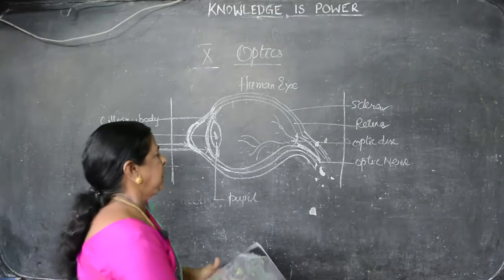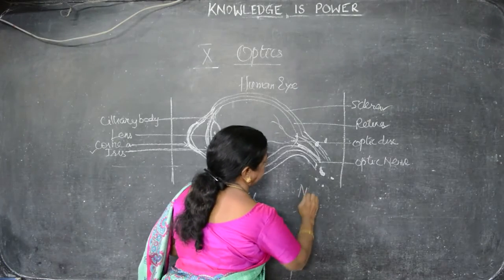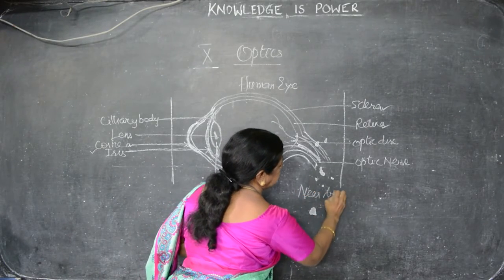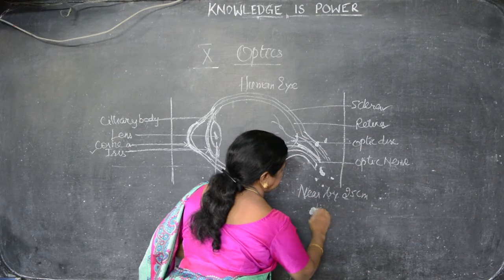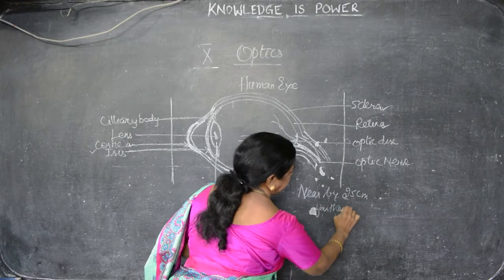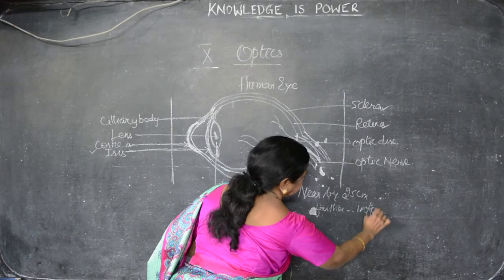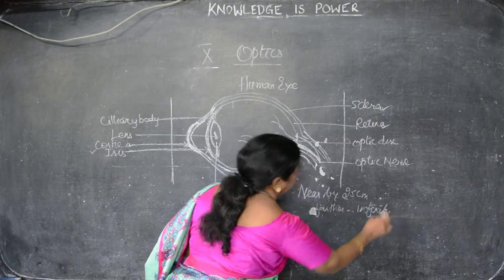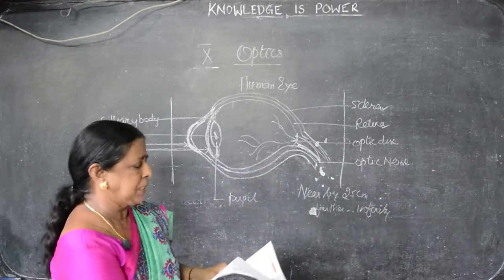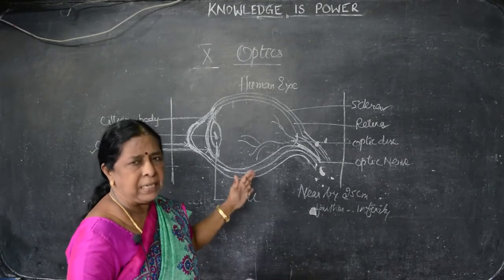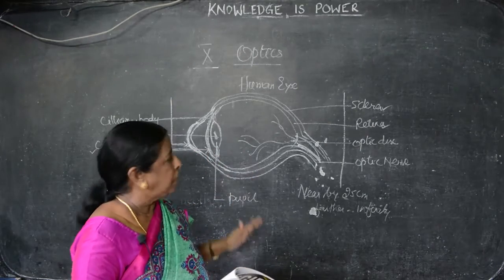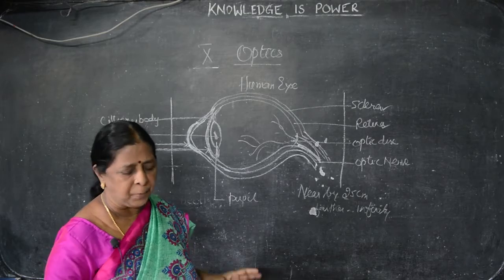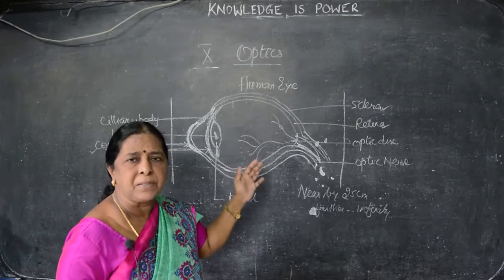Nearby objects, the distance is 25 centimeters. Nearby objects can be seen at 25 centimeters, and farther objects, far away, at infinity. We cannot say what it is, but at a certain distance you can see it. This ability of the eye lens to focus on nearby as well as farther objects is called the power of accommodation of the eye. That is important. What is the power of accommodation of the eye?